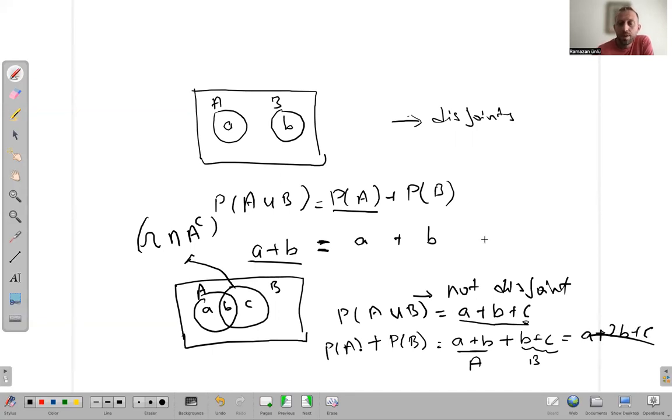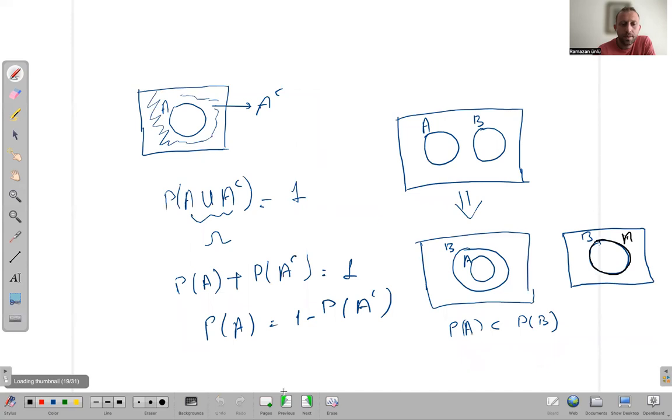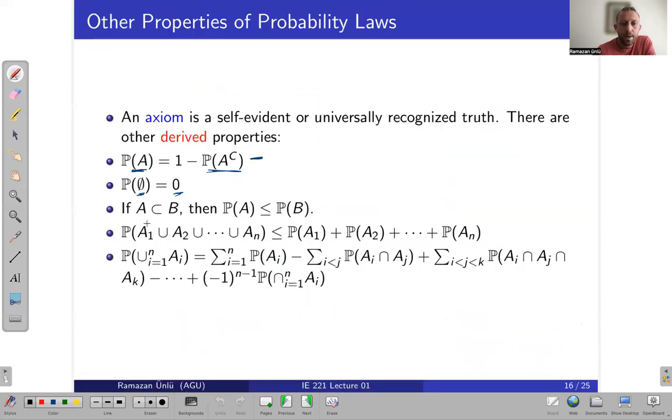That's why for the general situation, this rule is for the disjoint case, but for the general one, we have to add an equal sign. So we can use this formulation, the less than or equal to, for general events, not only for the disjoint events, okay?